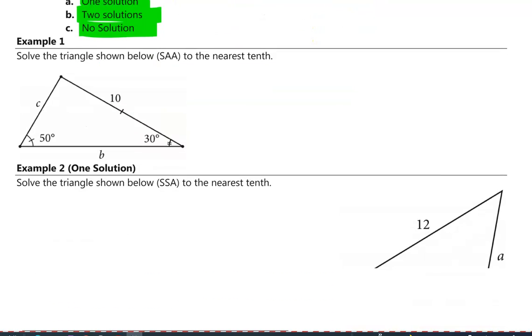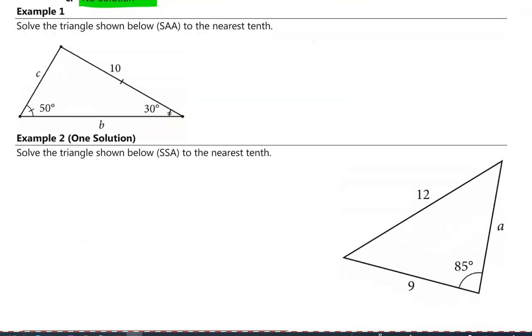Alright, let's start with example number 1. Solve the triangle shown below, SAA, side angle angle, to the nearest tenth. If this is side C, then this is angle C. This is side B, so this is angle B, and definitely this is angle A, and side A is equal to 10. So this is side angle angle, the S part is side 10, and then the two angles.